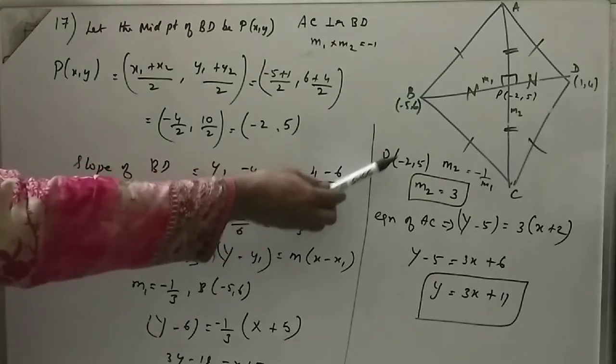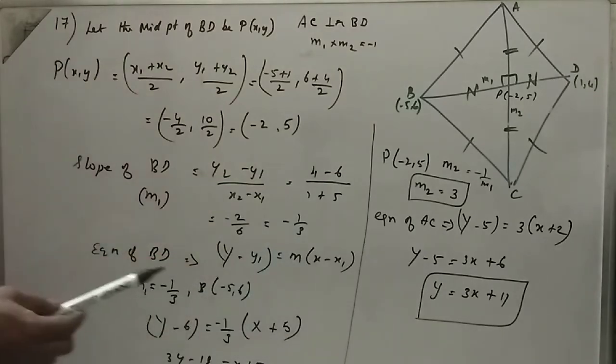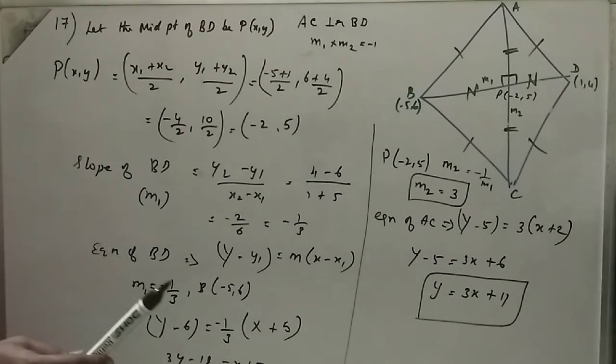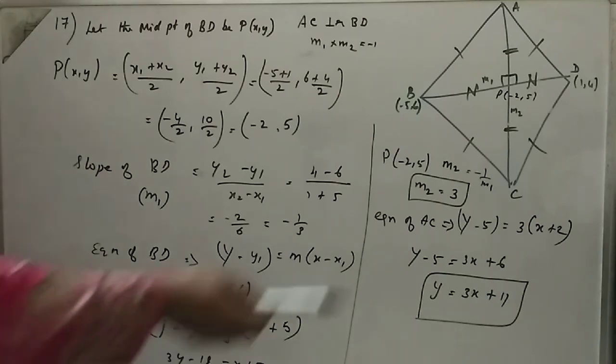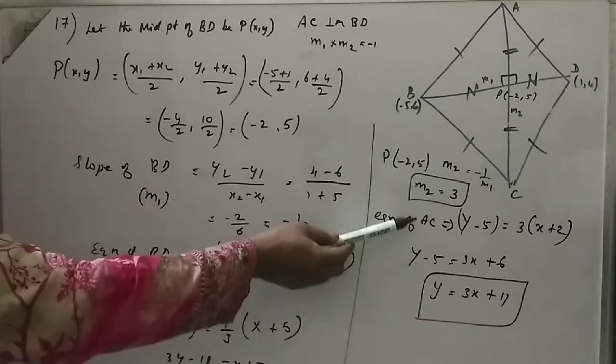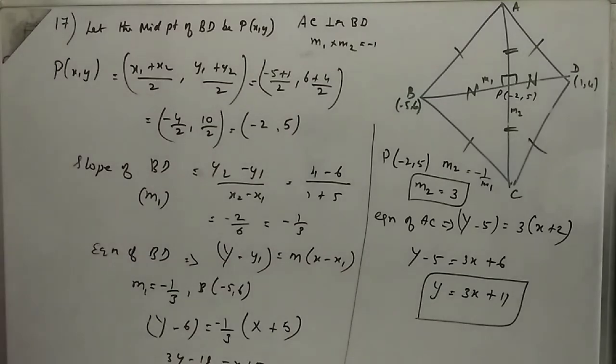Next, you have to take AC. Any point on the AC you have? Yes, P, minus 2, 5. That's why we have calculated the midpoint of BD, because the midpoint of BD and the midpoint of AC are the same. So, you know P and you know M2. Using these two, can you get the equation? y is equal to 3x plus 11. That's all.